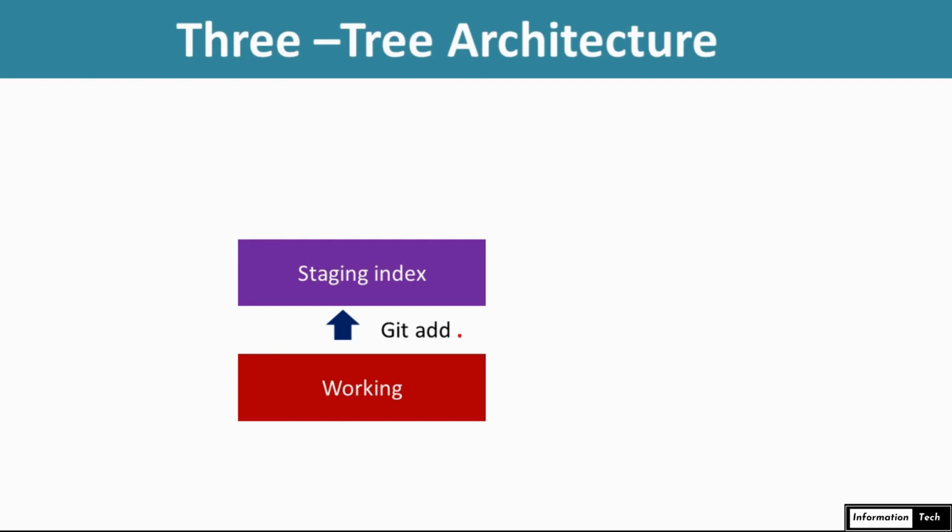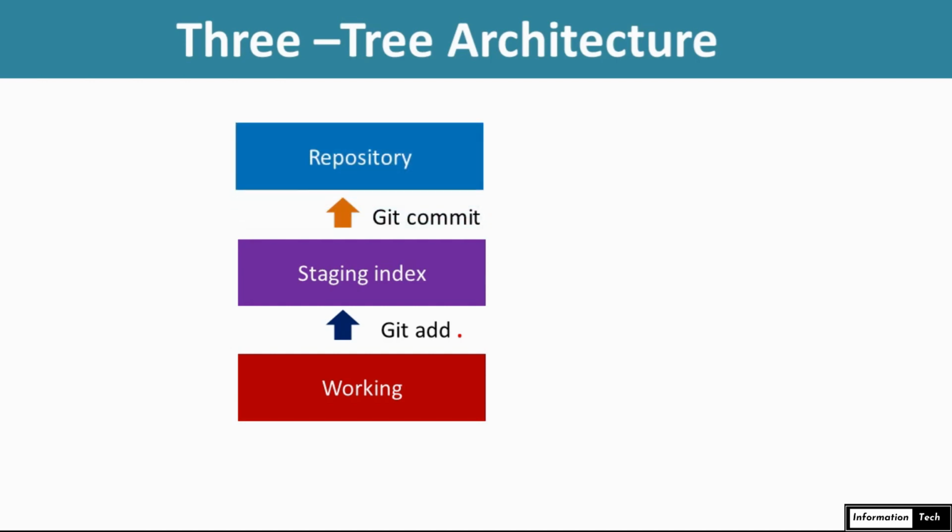For the files to be present in the repository, they have to be pushed to the repository using git commit. So once the files have been committed, they then go into the repository. At this stage, the staging index is clear. There shouldn't be any files in the staging index because they would have all been committed using the git commit command.